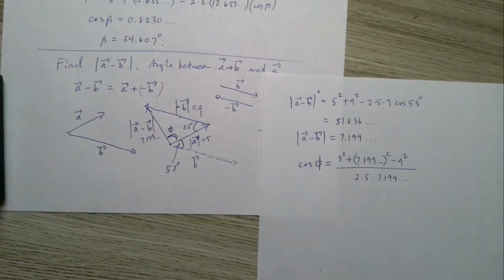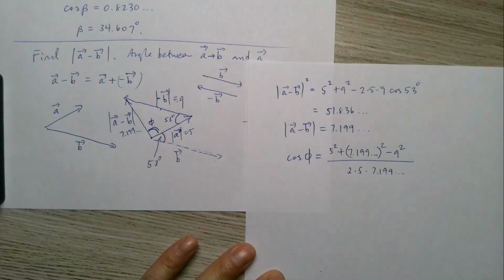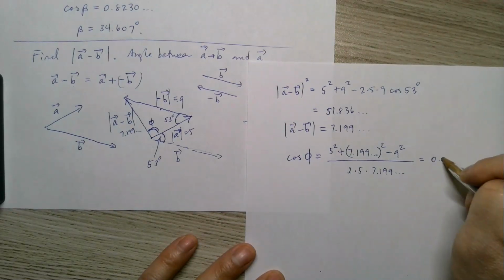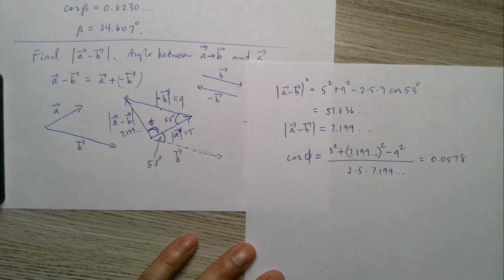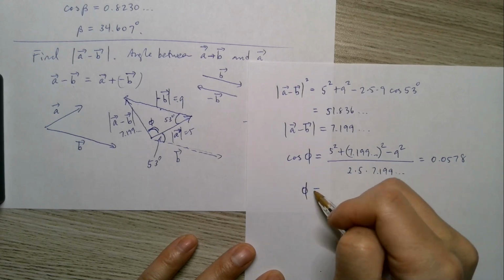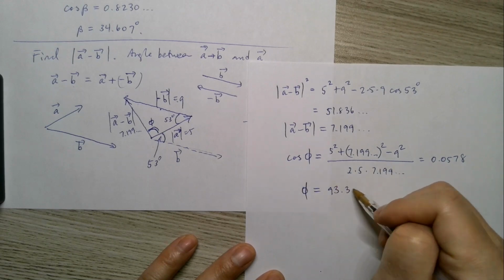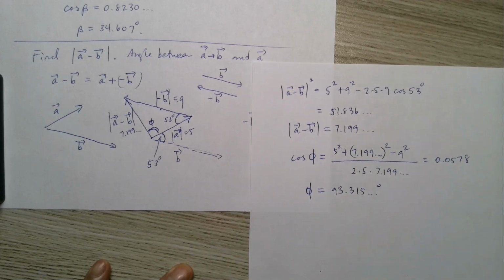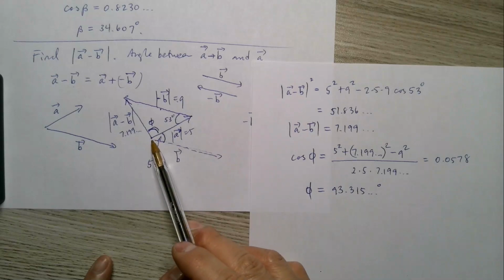Okay. And that turns out to be 0.0578 with the help of the calculator, and then inverse cosining that gives me a phi value of 93.315. And so my drawing was okay. It looks about 90 degrees here.